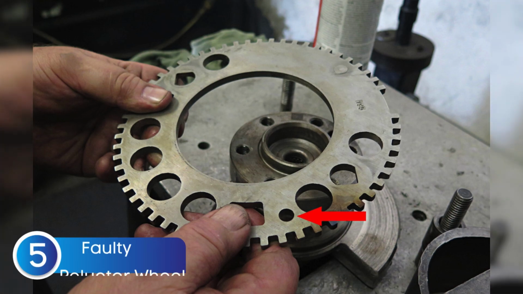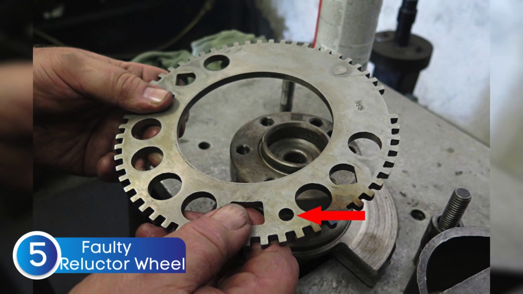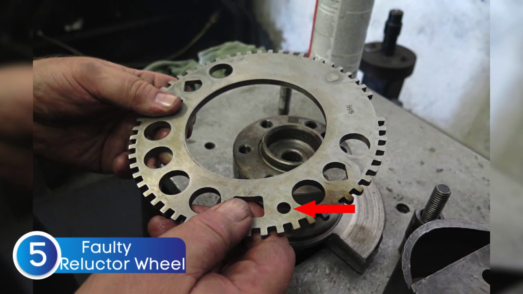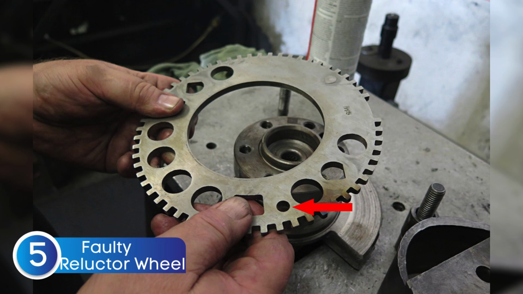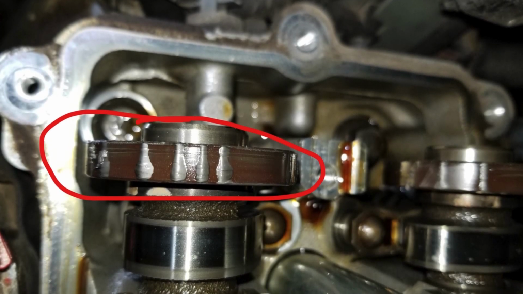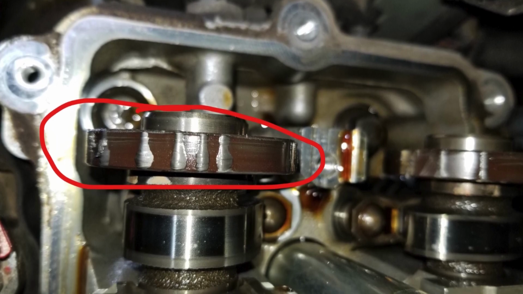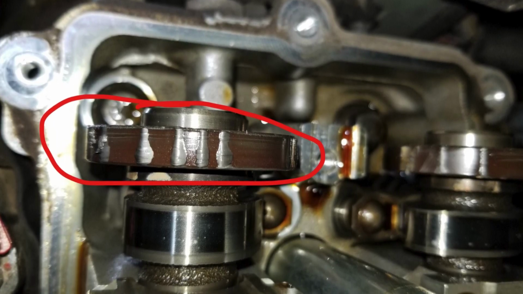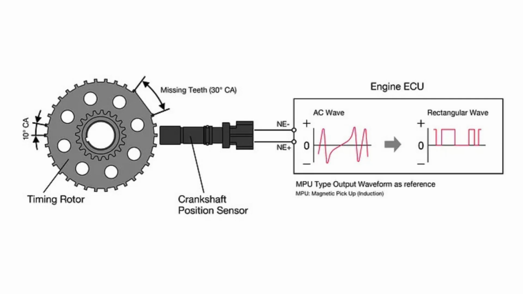The fifth cause is a damaged camshaft position sensor reluctor wheel. This is the part mounted on the camshaft that the sensor reads to determine its position. If the reluctor wheel is cracked, bent, misaligned, or has missing teeth, the sensor won't be able to produce an accurate signal. This can confuse the ECU and trigger the P0340 code even if the sensor itself is perfectly fine.